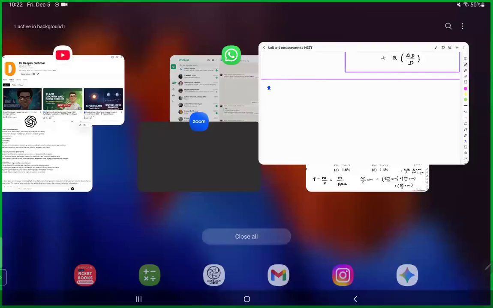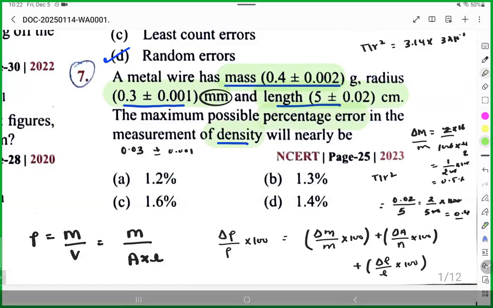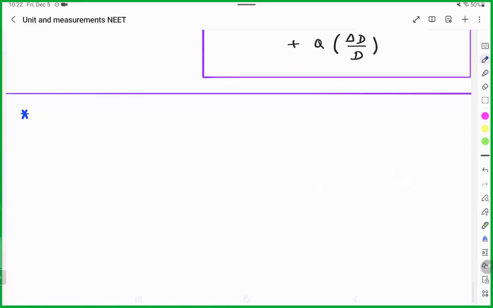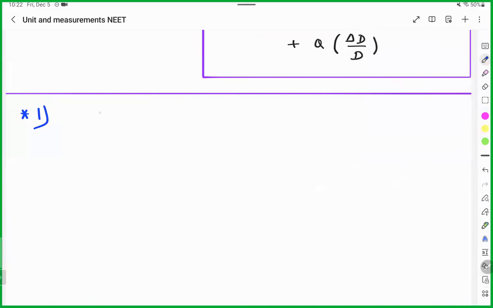I will write the full, what is given in our question. Mass is given, radius is given in millimeter, and length is given in centimeter. We have to calculate the percentage error in the density. When I do this, I know that there are some values given in the question. Right? Question first. What is given?